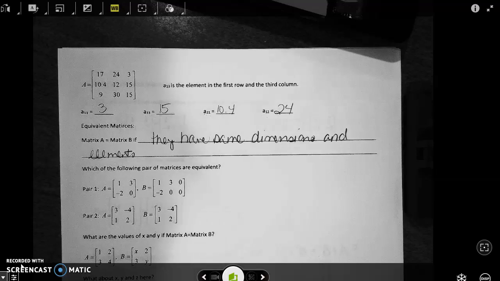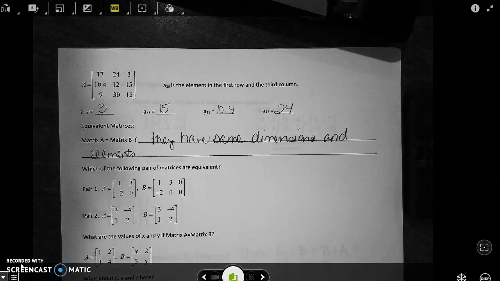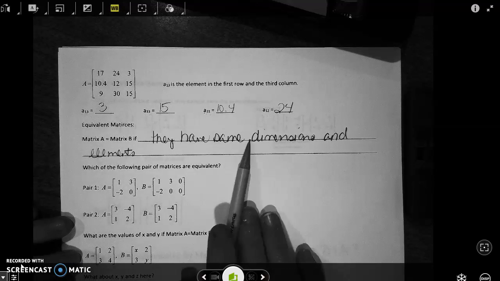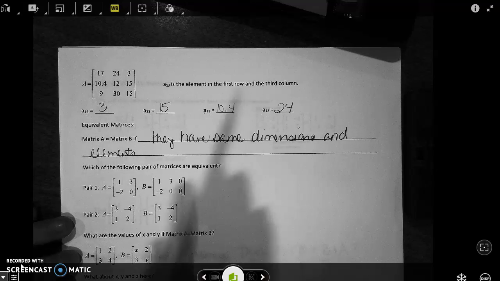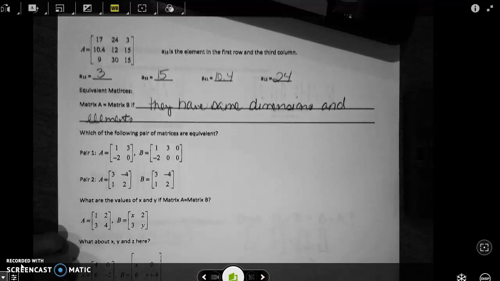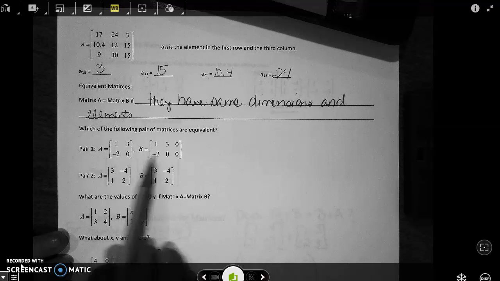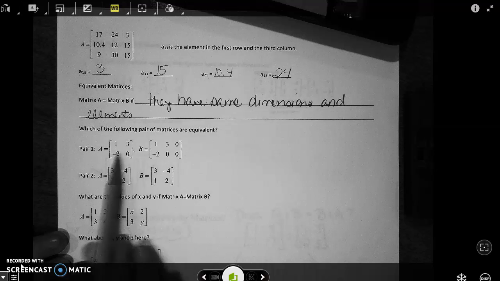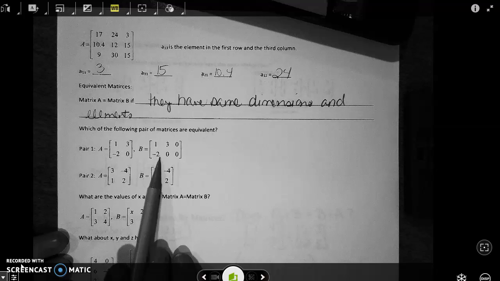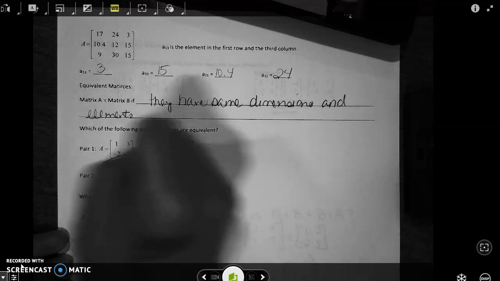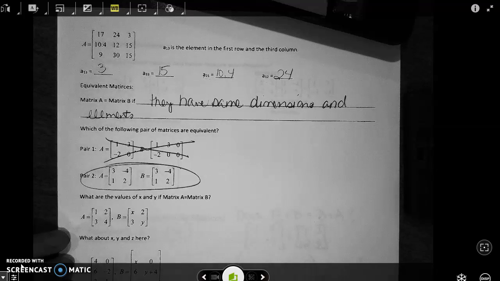Okay, next, definition of equivalent matrices. Matrices are equivalent if they have the same dimensions and the exact same elements. For example here, matrices A and B in pair 1 are not equivalent because they do not have the same dimensions. We have a 2 by 2 matrix here and a 2 by 3, so those are not equivalent. These are exact same dimensions, exact same elements.